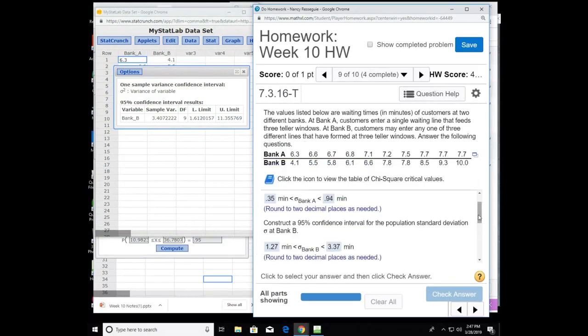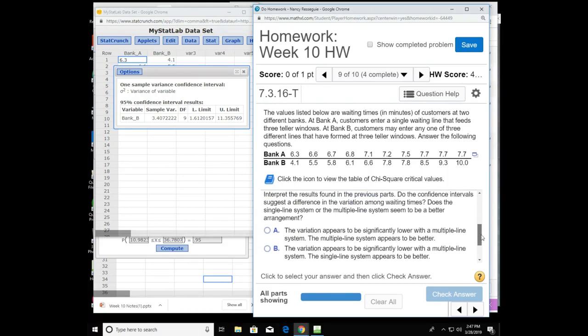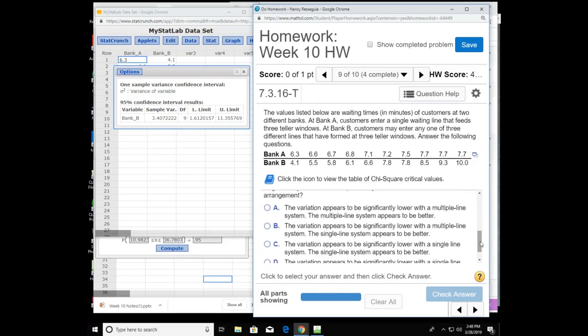Then after that, they're going to have you compare the two confidence intervals. And again, what they're looking for is whether they overlap or not. On mine, it came out that they didn't overlap at all. The highest value of the one is 0.94, and for the other one, the lower limit is 1.27. So there's a big gap in between those two. If you drew them on a number line, they'd be two completely separate intervals with no overlap. So what that means is that there's a significant difference between the two.